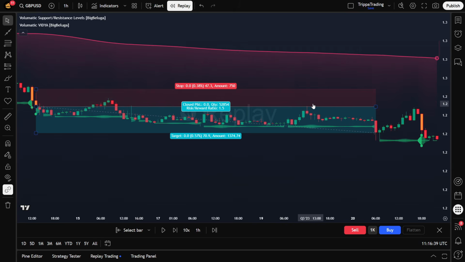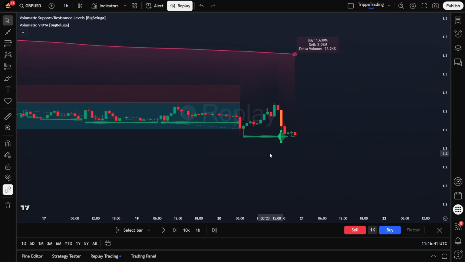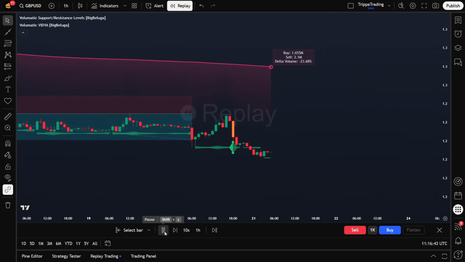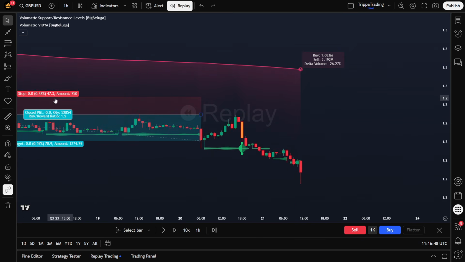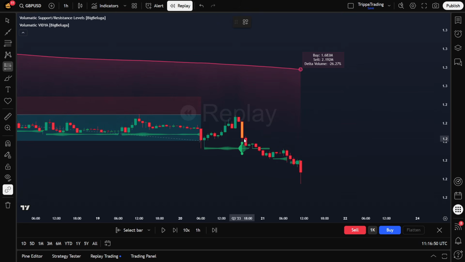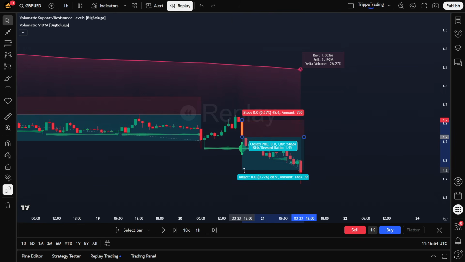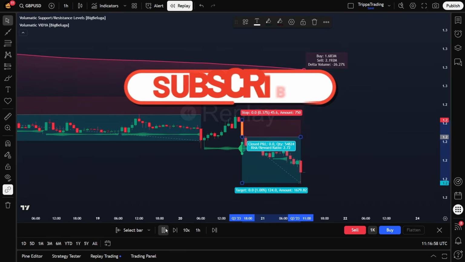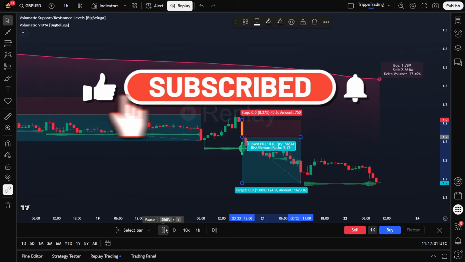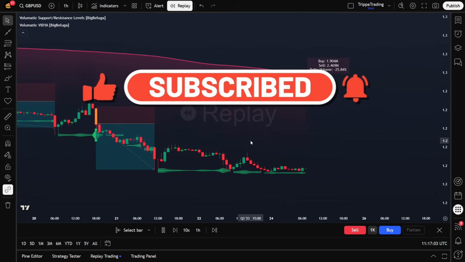The Volumatic support resistance levels indicator shows you exactly where the market's conviction lies. The VIDIA tells you if the overall environment supports that breakout and whether the volume is heavily skewed to buyers or sellers. Put them together and you've got a clean, repeatable breakout strategy that works across markets and timeframes. Test it for yourself, practice spotting these perfect setups, and it could quickly become one of your most reliable trading tools.